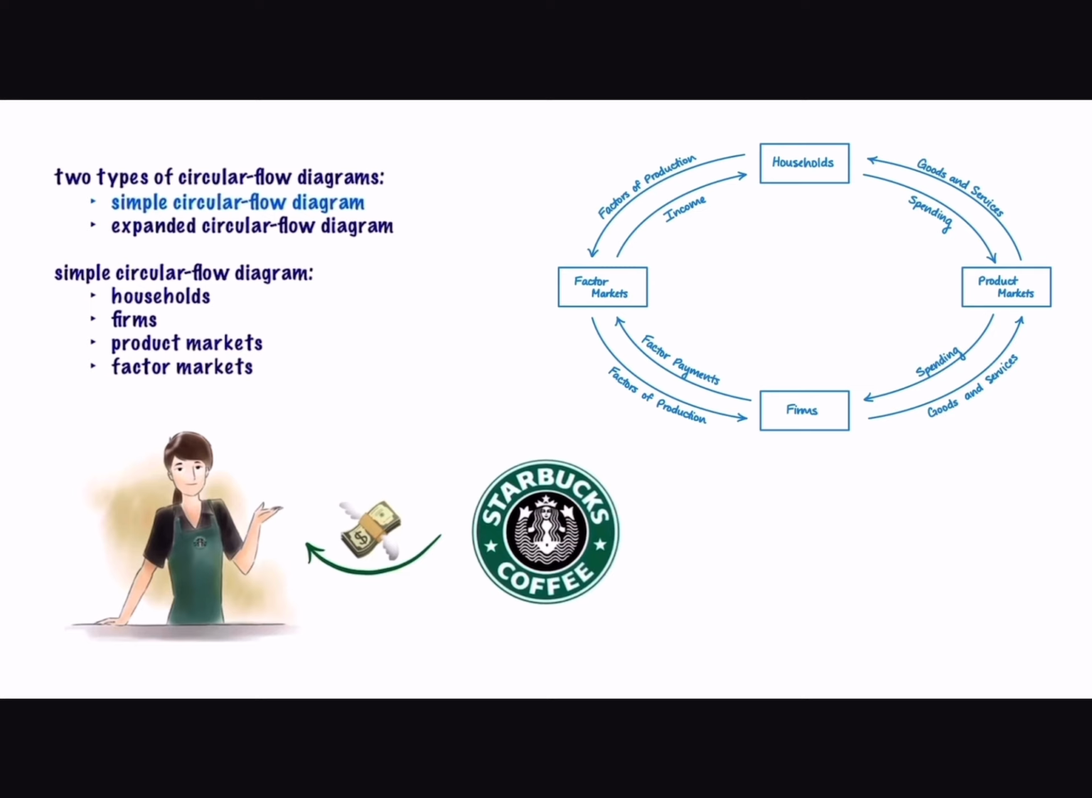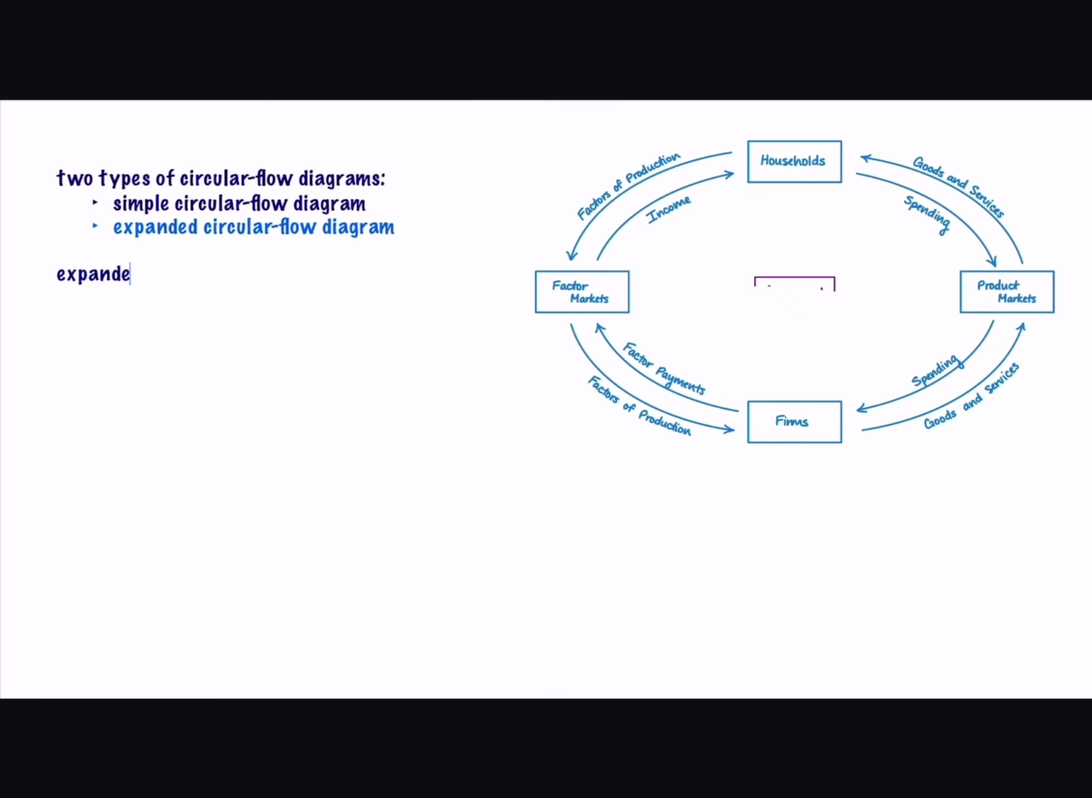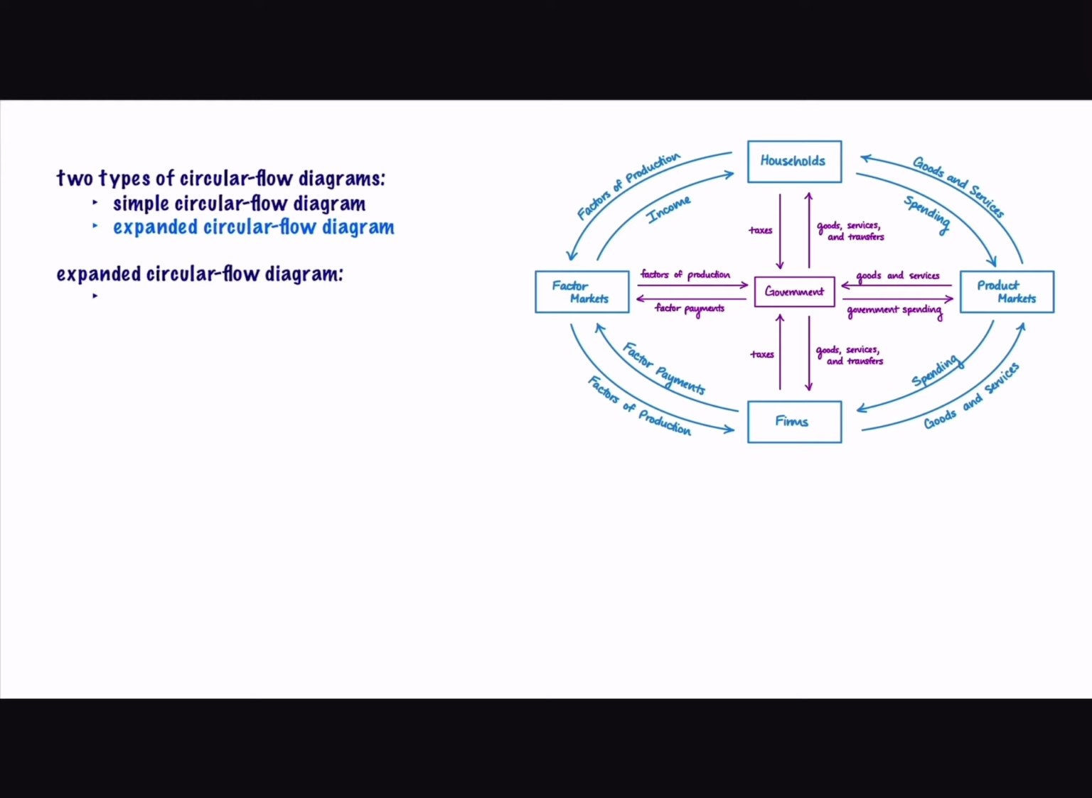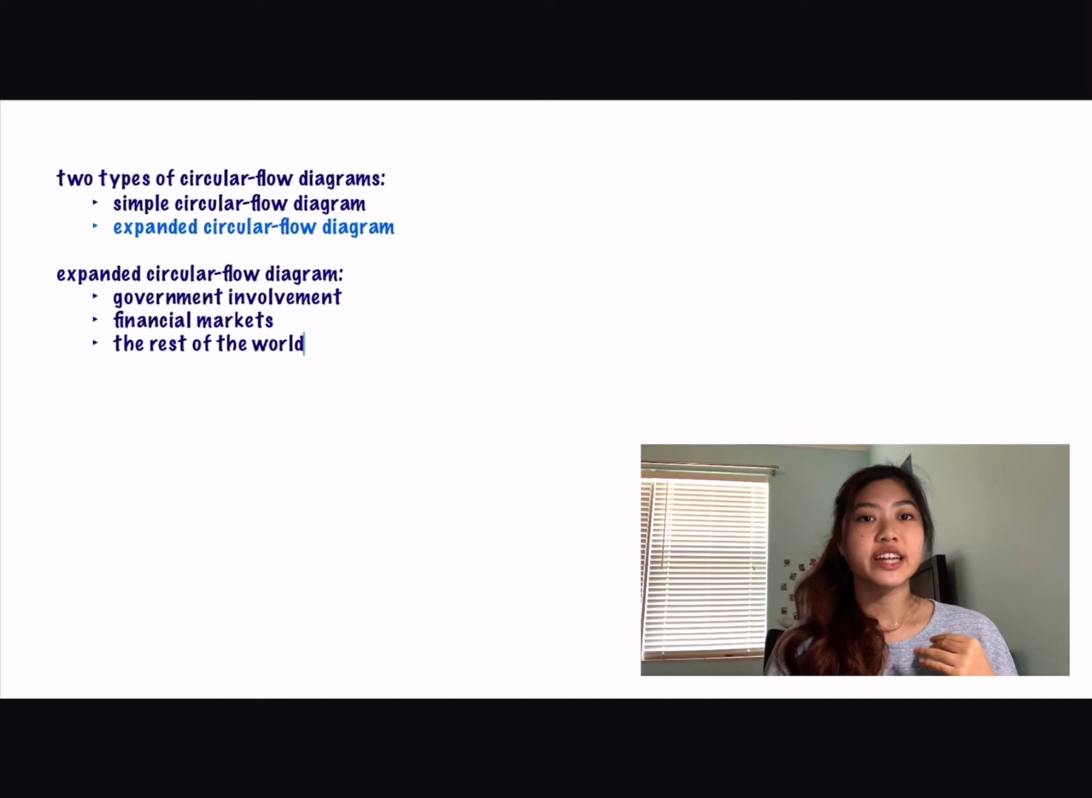Now that we understand the simple circular flow diagram, we need to understand the downsides of using it. Although this diagram is very simple and straightforward, it actually overlooks a lot of real-world complications. Let's take a look at the expanded circular flow diagram. This diagram is far more realistic. It takes into account government involvement, financial markets, and the rest of the world. So let's break down these three factors.